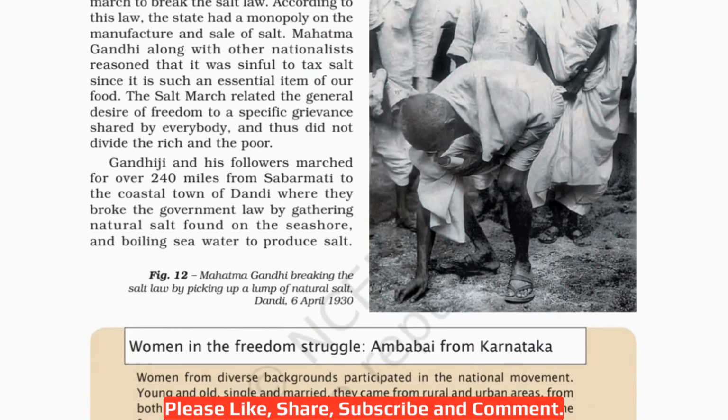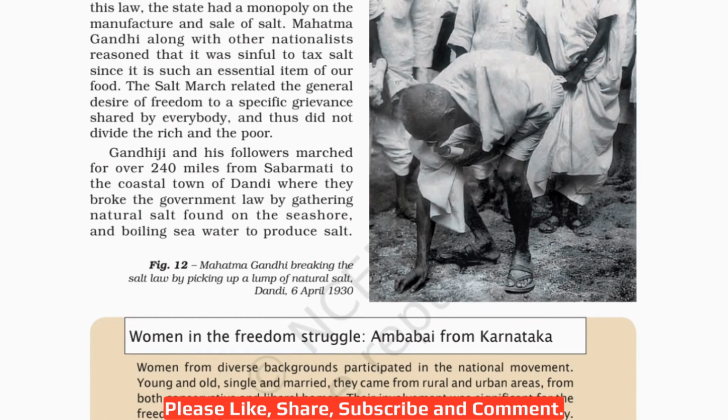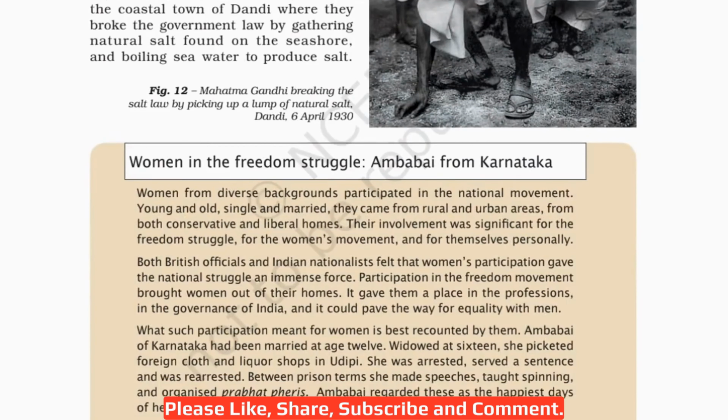Gandhiji and his followers marched over 240 miles from Sabarmati to the coastal town of Dandi, where they broke the government law by gathering natural salt found on the seashore and boiling sea water to produce salt. You can see in this picture as well, Mahatma Gandhi breaking the salt law by picking up a lump of natural salt. Dandi, 6 April 1930.